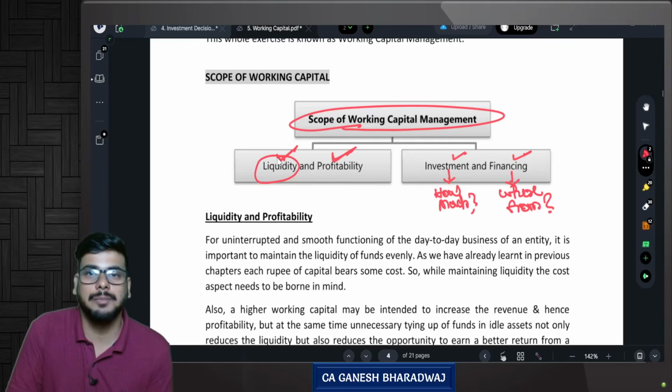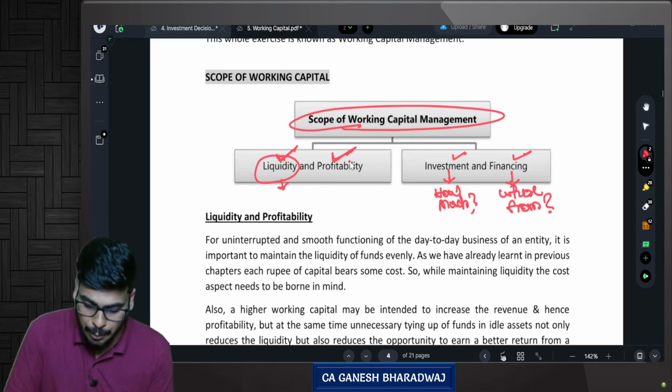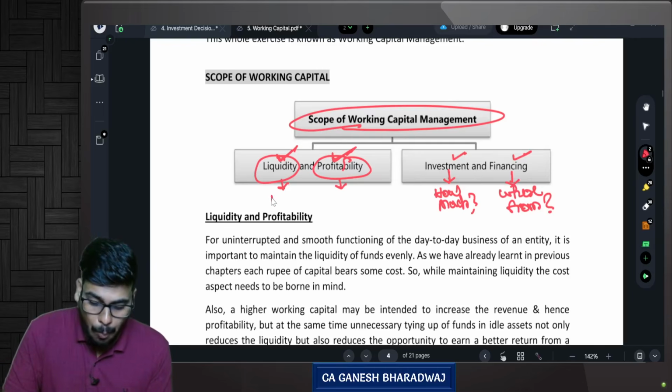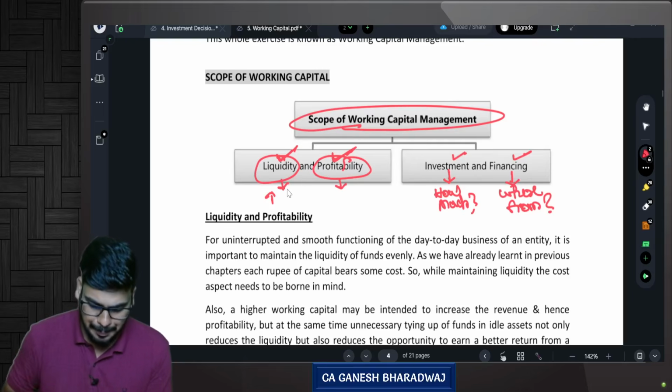Now, what is the issue relating to liquidity and profitability? Liquidity means what? Liquidity means having more cash. Having more cash is called liquidity. Profitability means having more profit. Remember, these two are different things. More cash does not mean more profit, and more profit does not mean more cash. We will see what it is.